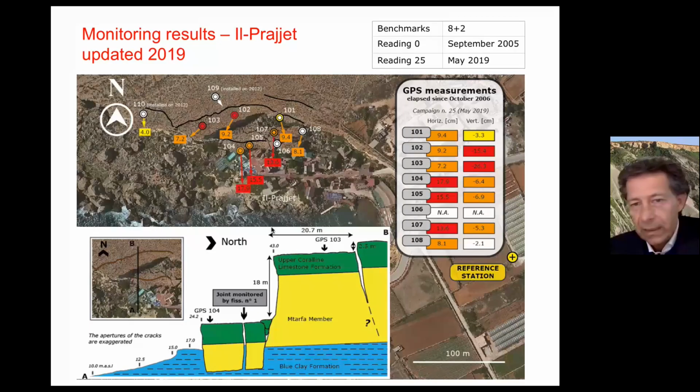Now we are publishing a paper. It was recently accepted in Engineering Geology, and if any of you is interested in looking at the combination between GNSS monitoring results and modeling results, we have to try to explain how this movement could occur with the formation of possible sliding surfaces beneath.